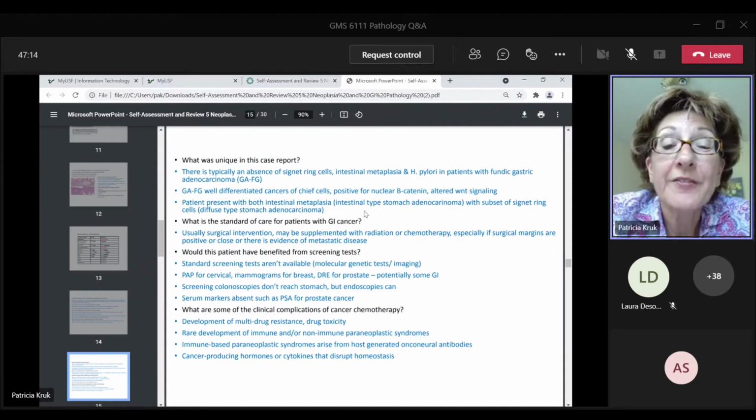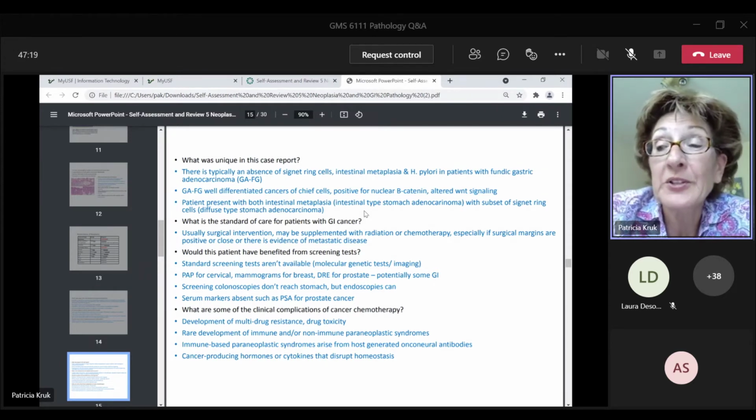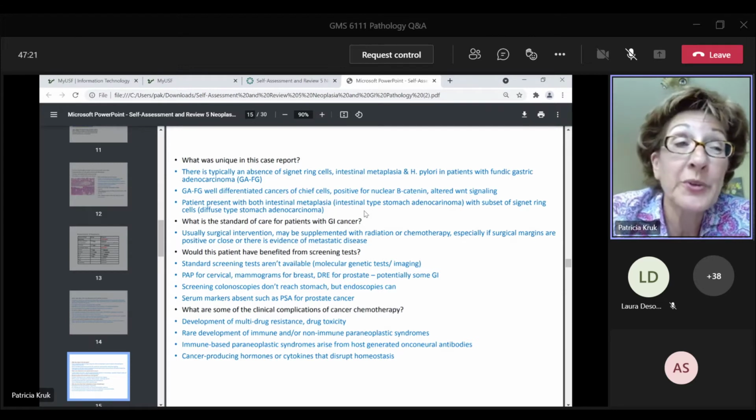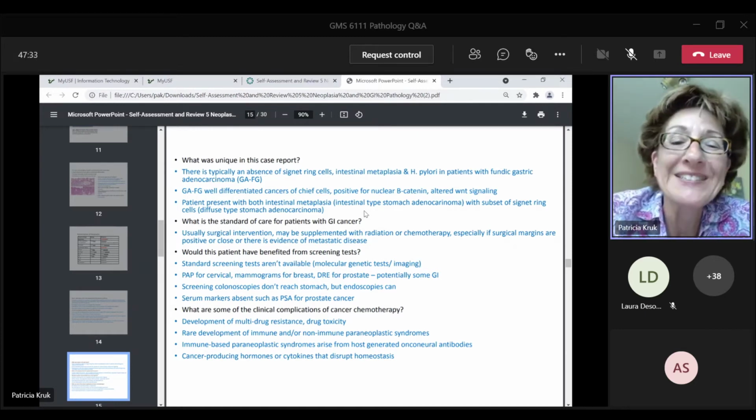Where do we have screening tests? Would patients like this have benefited from our standard screening protocols? Probably not, because we don't have standard screening protocols for gastric carcinoma. We don't typically every year put everybody through an endoscopy. We don't do whole body scans.